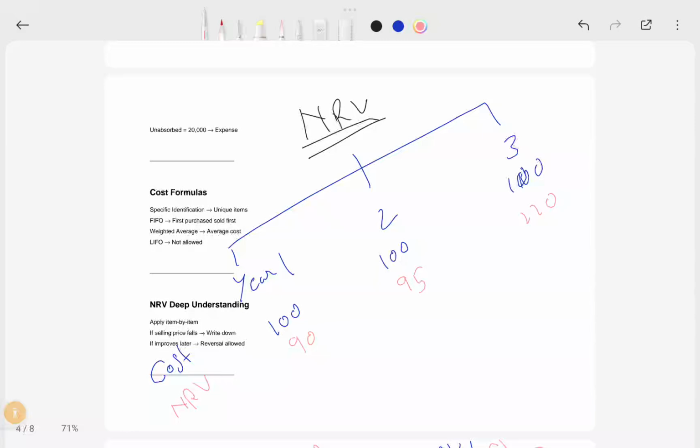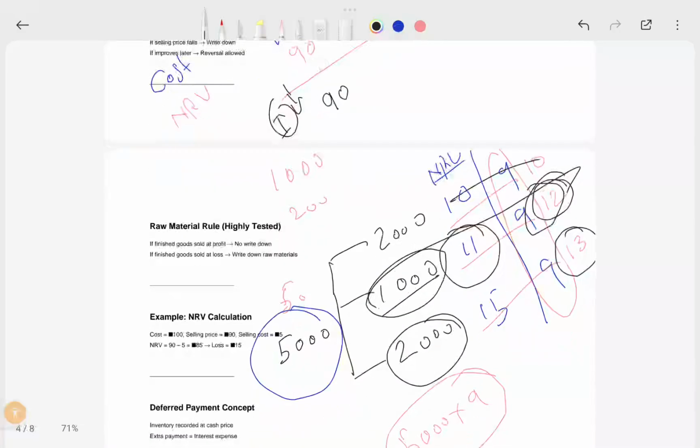While you are sitting in year 1 in practice, you don't need to do financials for all 3 years at once, right? So we are good by year. We don't need to confuse the cost formula for year 1. If you're talking about year 1, whichever is lower, cost or net realisable value, it is 90 is your closing inventory, but your cost is 100, so the balance 10 rupees is written down. How it would be written down, I will tell you.